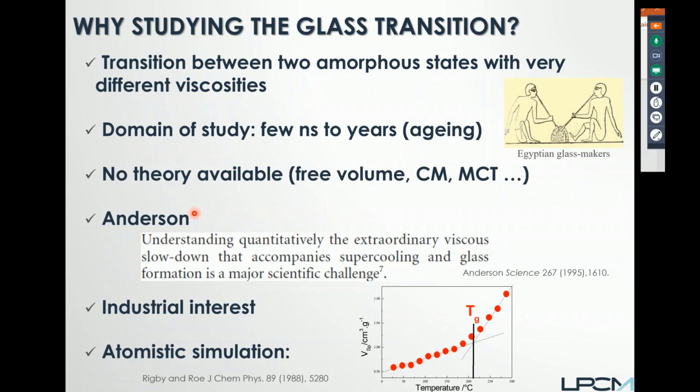I want to quote what Anderson, a Nobel Prize in Physics, wrote in Science in '95: understanding quantitatively the extraordinary viscous slowdown that accompanies supercooling and glass formation is a major scientific challenge. So it's of interest for academics, for sure, also for industries, since it splits two domains of different applications. What about atomistic simulation? The seminal work of Rigby and Roe in '88 showed that we can extract TG from atomistic simulation. So go for it.